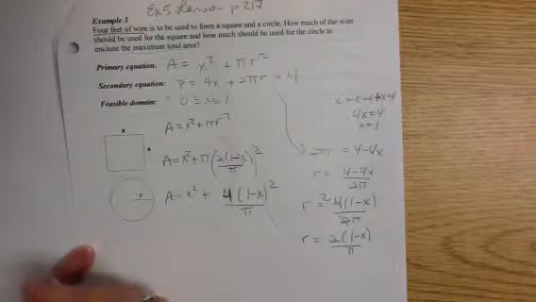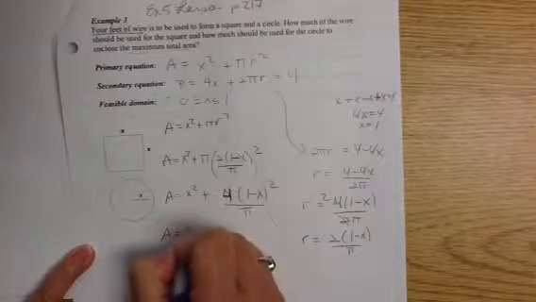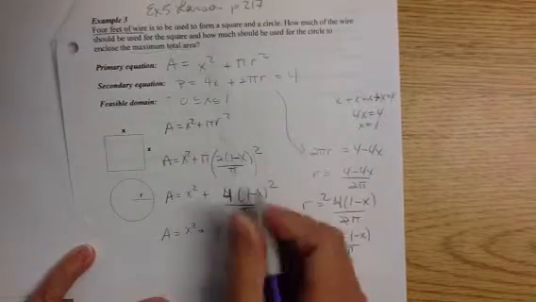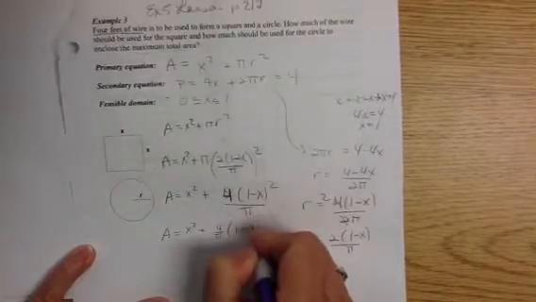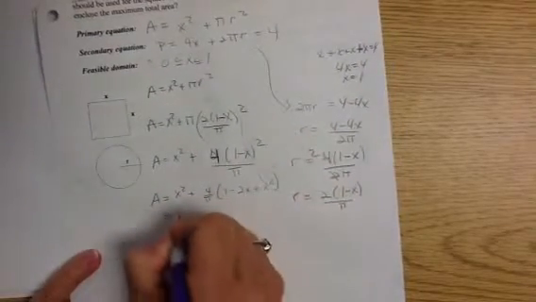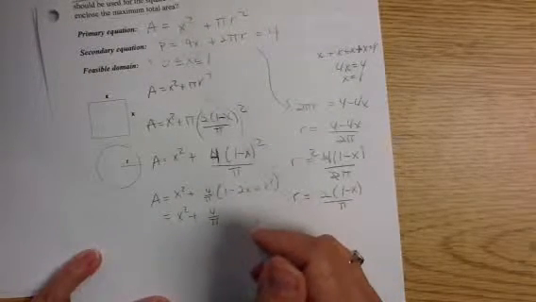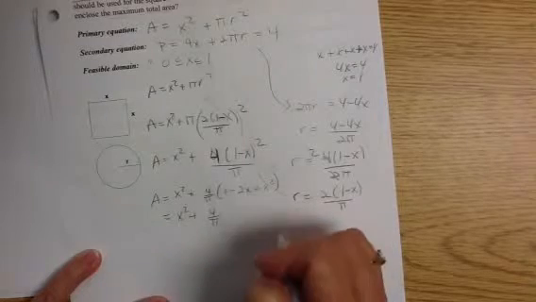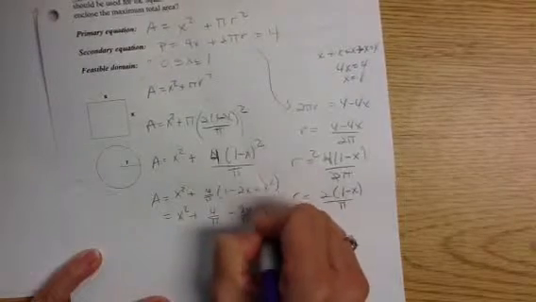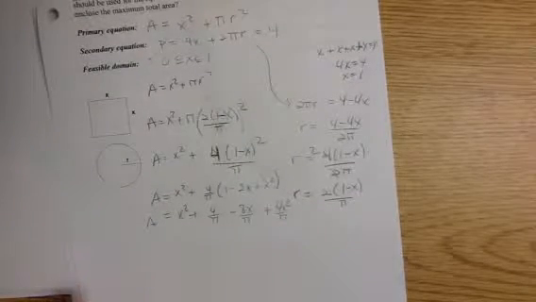Here's our area. Now, it may be easier for us to expand it, so now we have x squared plus, and I'm going to take 4 over pi, and I'm going to go 1 minus 2x plus x squared. And now we can do some more simplifying, unless you like to do quotient rules. That is completely up to you. So now what we have here is 4 over pi minus 8x over pi plus 4x squared over pi. Now remember, pi is a constant.